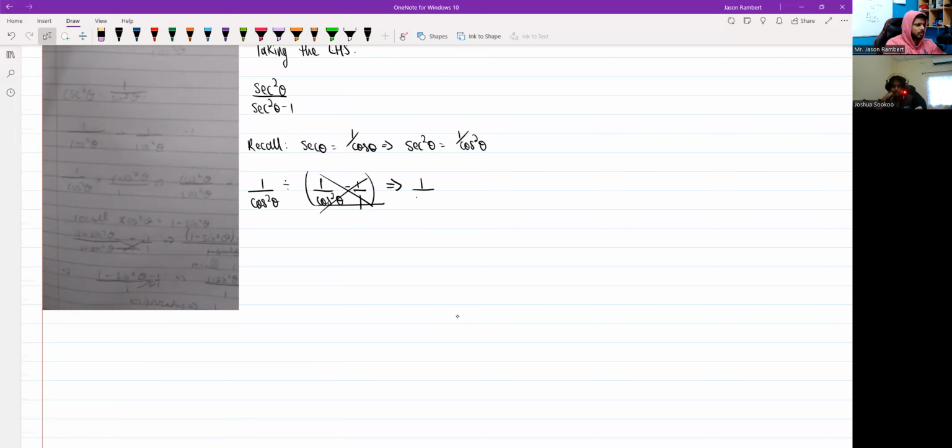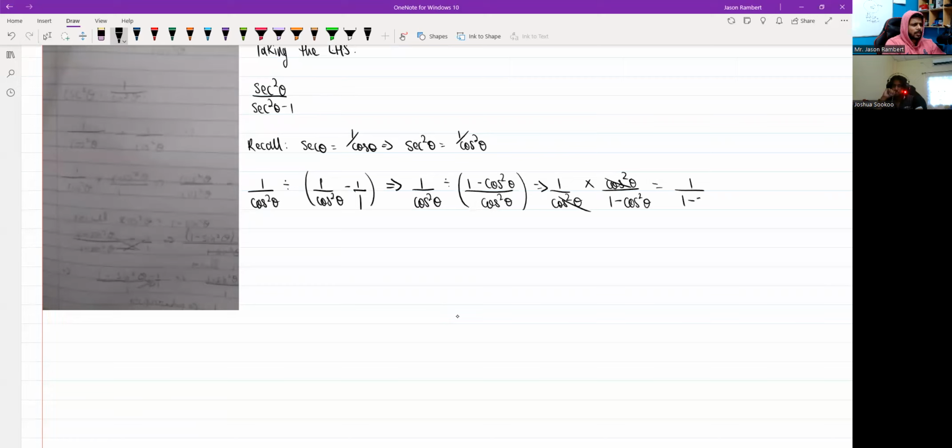So this is 1 over cosine squared theta. It's still divided because I am flipping nothing as yet. I just simplify in the brackets. I'll get 1 minus cosine squared theta all over cosine squared theta, which is 1 over cosine squared theta multiplied by cosine squared theta over 1 minus cosine squared theta. Bam, bam. And I get 1 over 1 minus cosine squared theta.